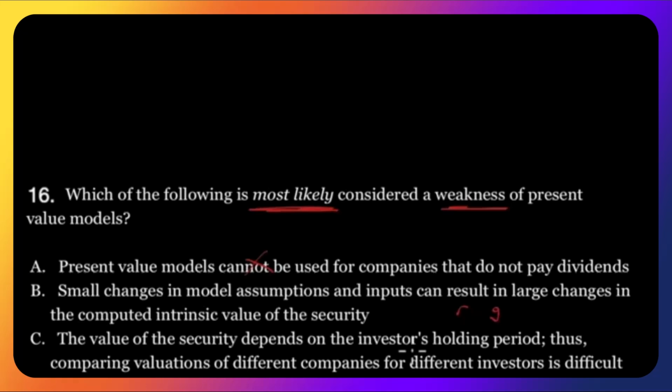You may have an explicit forecast period and a terminal value, but the terminal value at that point in time is the discounted future cash flows from that period onward. So it doesn't matter what your holding period is, you'll still come up with the same intrinsic value. Whether you say I'm going to hold it for 2 years or 5 years, V0 will still be the same if we're using your inputs. So B is the most likely weakness of present value models, that they're highly sensitive to small changes in R and G. And that wraps up equity.